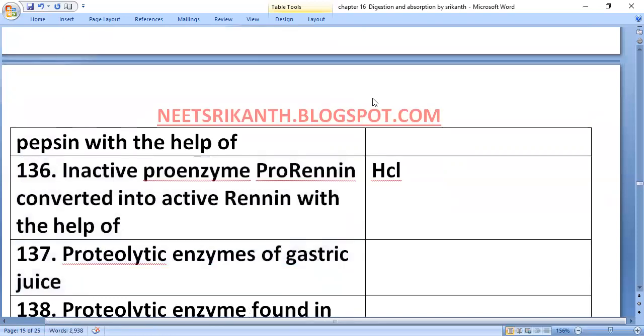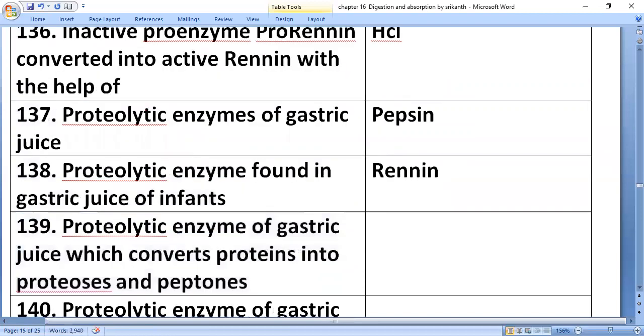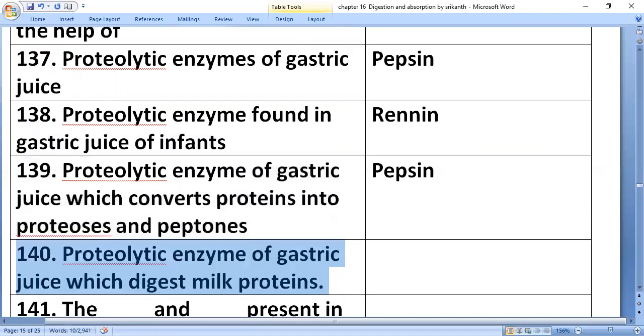Proteolytic enzyme of gastric juice: pepsin. Proteolytic enzyme found in the gastric juice of infants: renin. Proteolytic enzyme of gastric juice which converts proteins into proteases and peptones: pepsin. Proteolytic enzyme of gastric juice which digests milk proteins: renin.